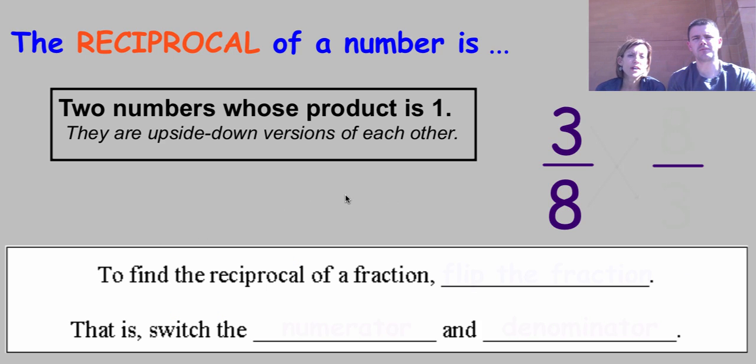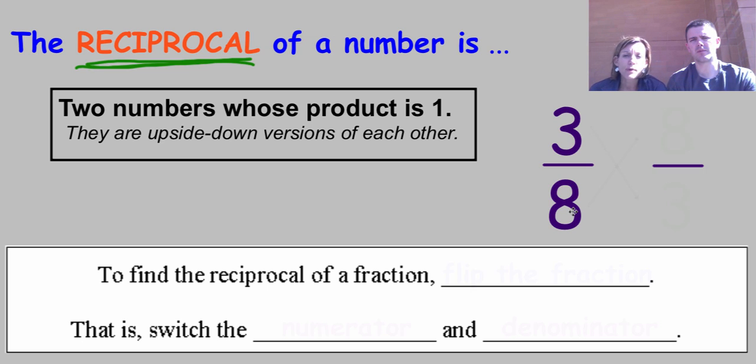Okay, we have a vocabulary word for you to write down today. It is called reciprocal. So the reciprocal of a number, we need you to write that down and then write down everything that's in that box. Two numbers whose product is 1. They are the upside down versions of each other. So go ahead and get it down.